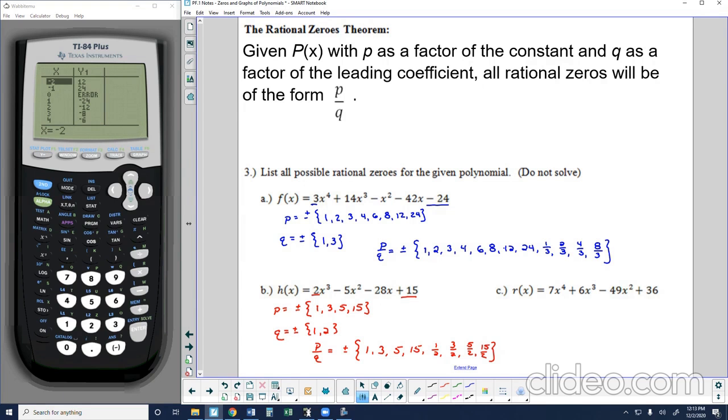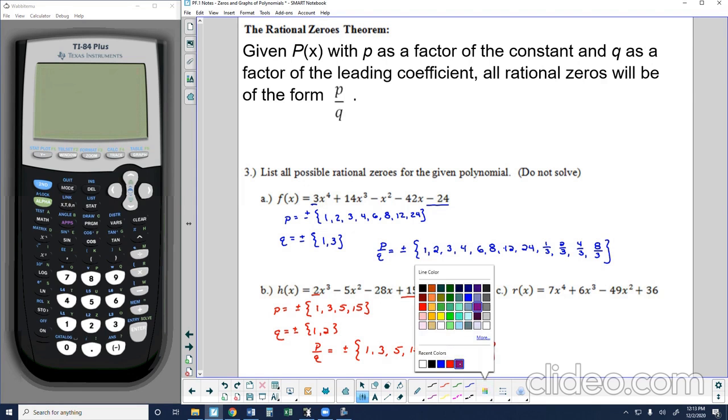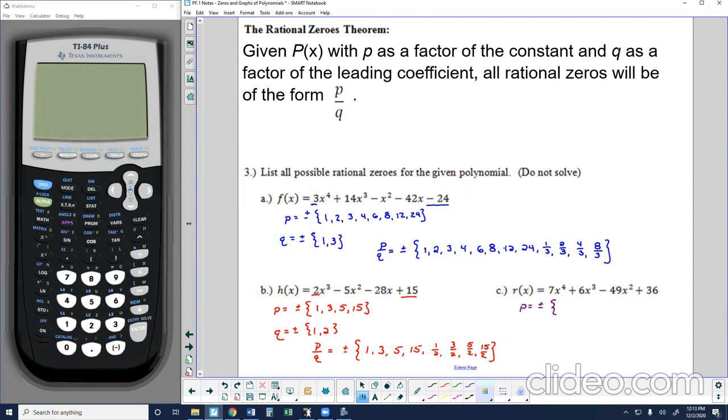If you get the concept at this point, go ahead and pause the video and see if you can find the possible rational roots for r of x listed in C. Hopefully you got a chance to do that. So again, it's going to be P over Q, where P is the factors of the constant 36. So 1, 2, 3, 4, 6. I don't need to list 6 again, so just once. 9, 12, 18, and 36.